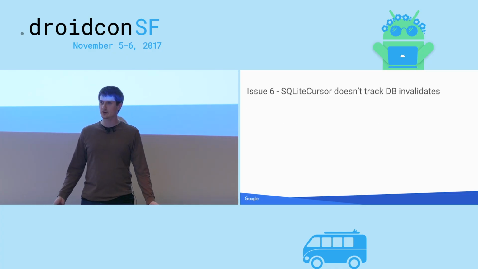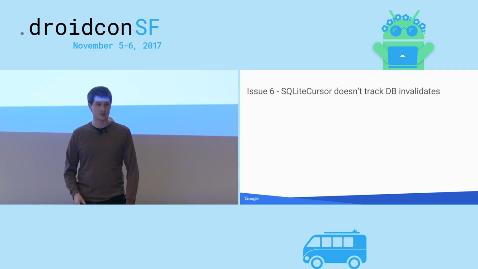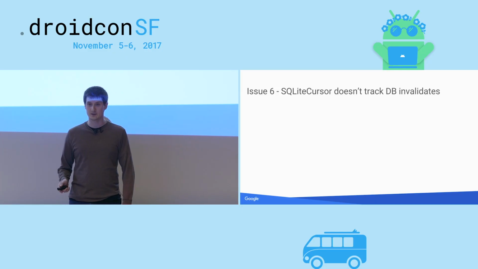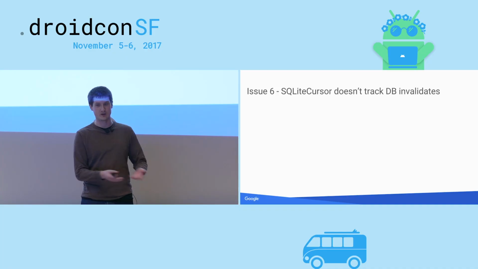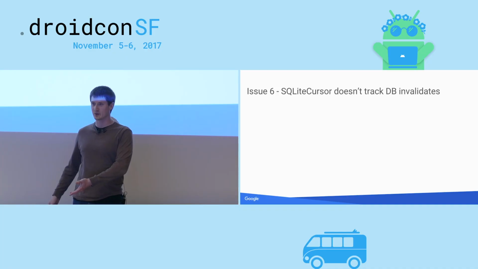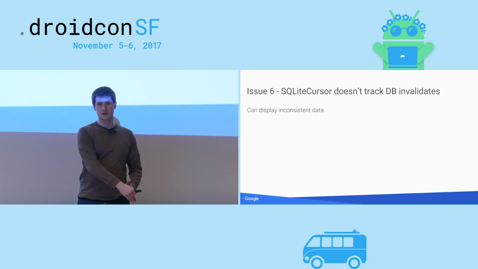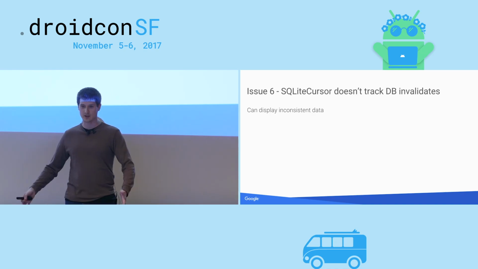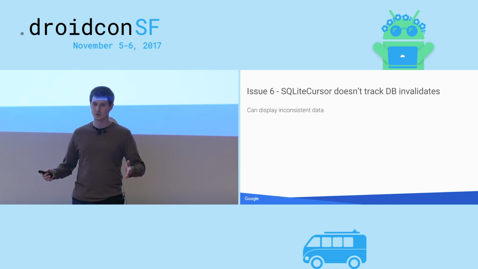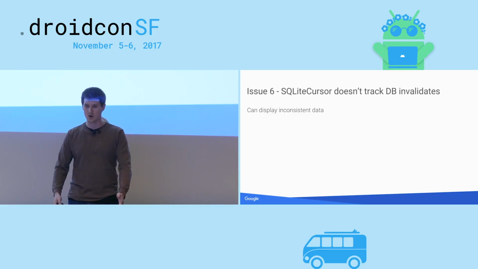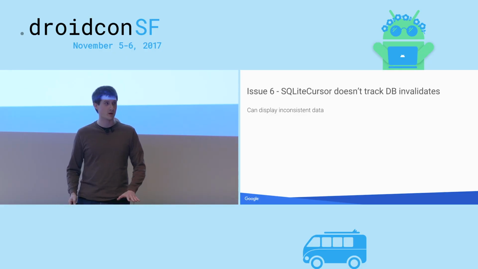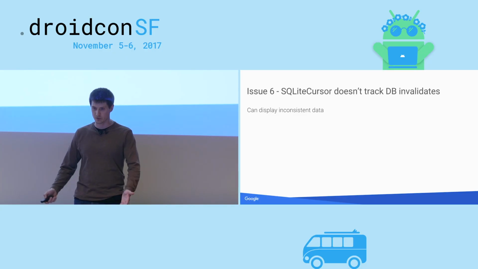And another issue that we have to worry about with SQLiteCursor is the fact that it doesn't track database invalidates. And because CursorAdapter is such a thin wrapper around it, this is particularly surprising. If you've got a ListView bound to your cursor, you expect it to keep loading data, but then, surprise, you get inconsistent data because an insert happens, more data comes in, and you see the same row twice, or you see a row missing or whatnot. Now, we can work around this on the Room side, but it's just something to be aware of if you're using cursor directly.